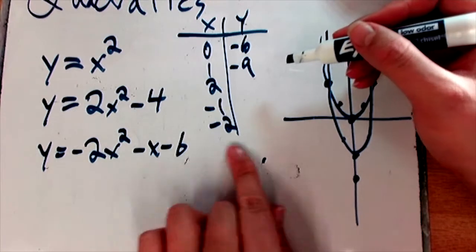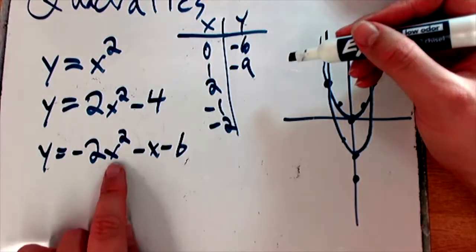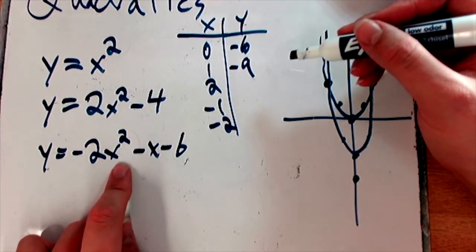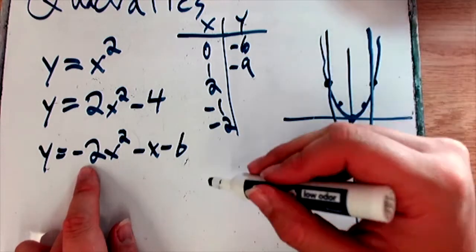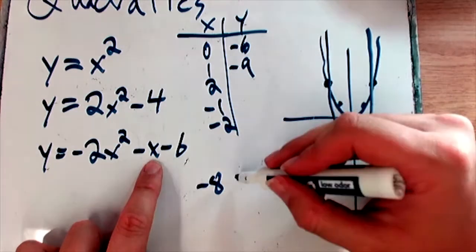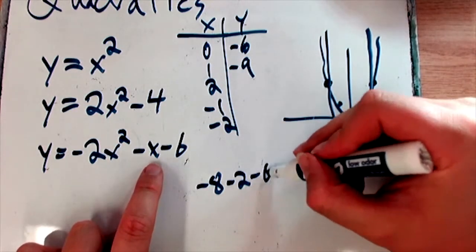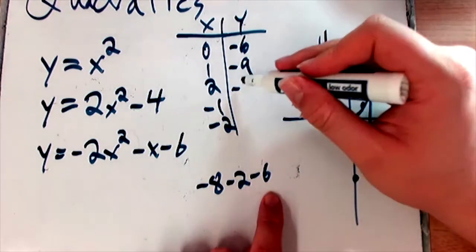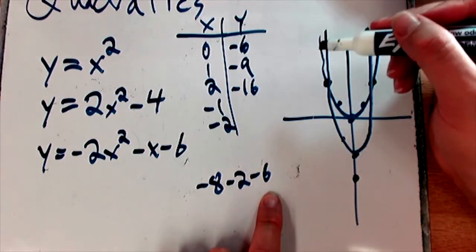So let's try the next one. When x is 2, 2 squared is 4. 4 times negative 2, well, that's negative 8. Minus 2 minus 6, so we got minus 16 there.